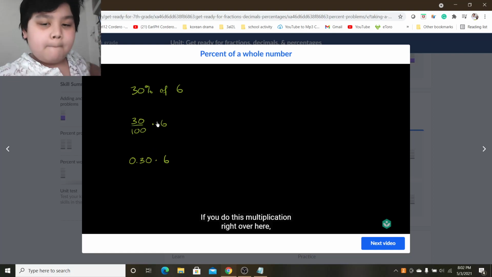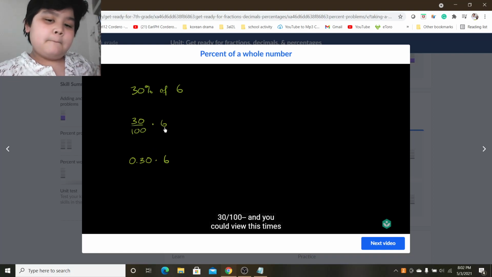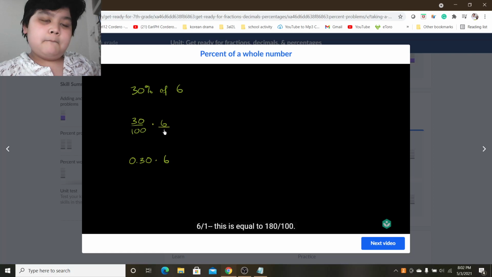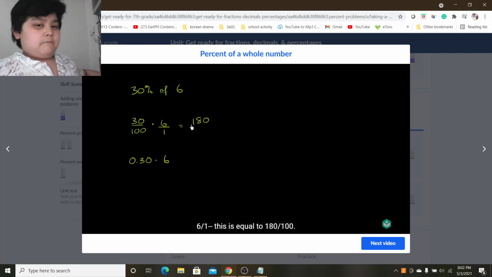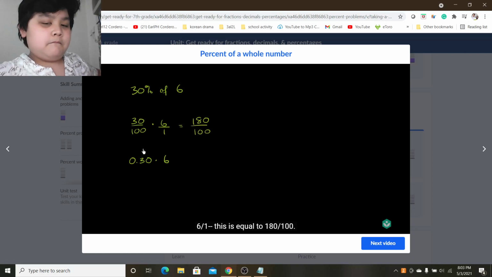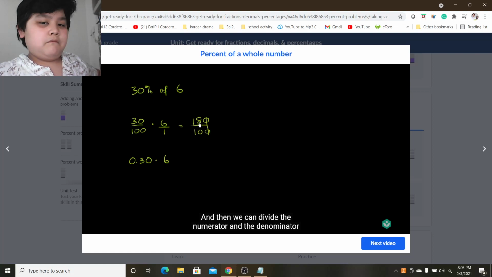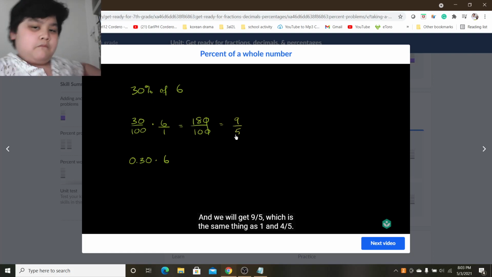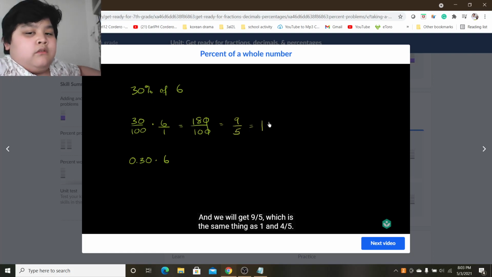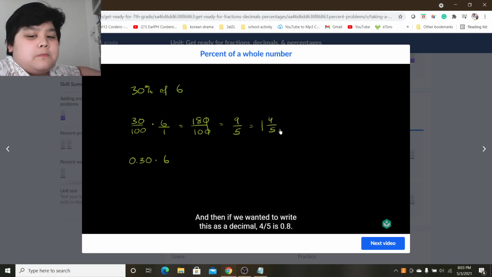If you do this multiplication right over here, 30 over 100, and you could view this times 6 over 1, this is equal to 180 over 100. And let's see, we can simplify. We can divide the numerator and the denominator by 10, and then we can divide the numerator and the denominator by 2, and we will get 9/5, which is the same thing as 1 4/5. And then if we wanted to write this as a decimal, 4/5 is 0.8.